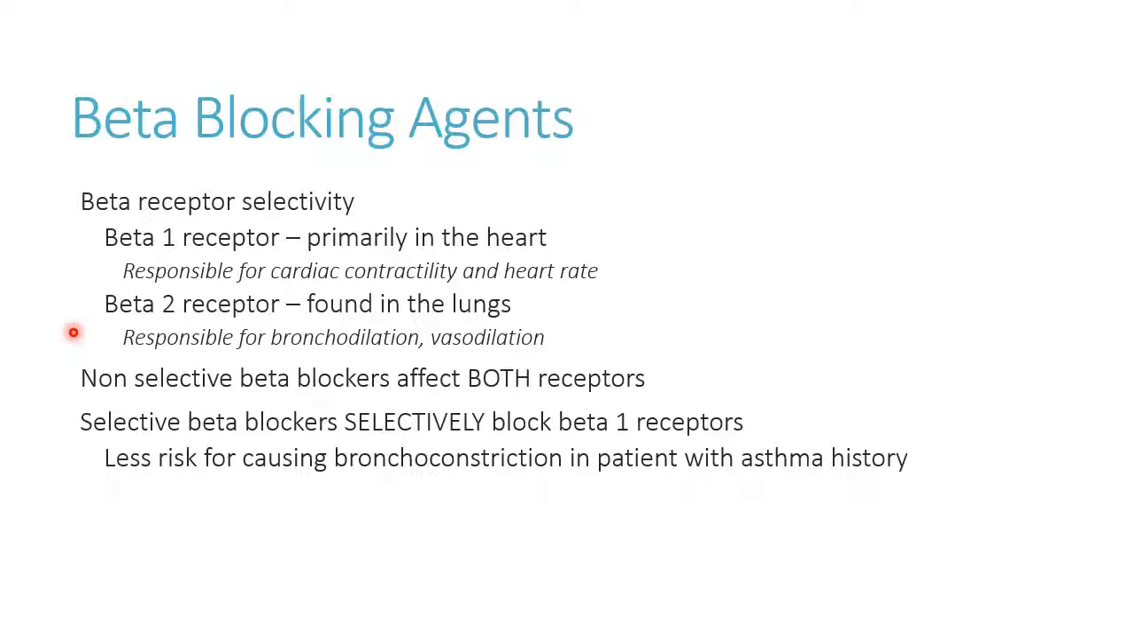Okay. So again, just note that non-selective ones are going to block both. Beta 1 selective agents are primarily just going to block beta 1 receptors. Those are going to be better for patients who have a history of reactive airway disease, history of asthma. Okay.